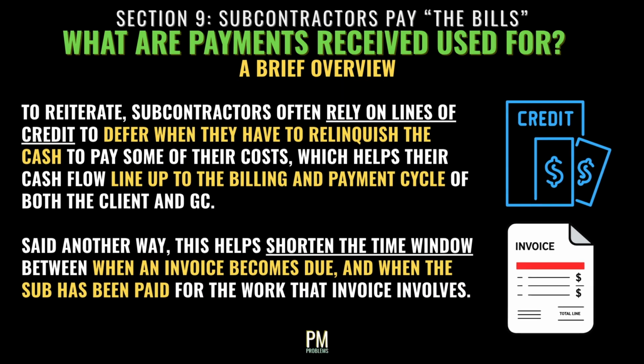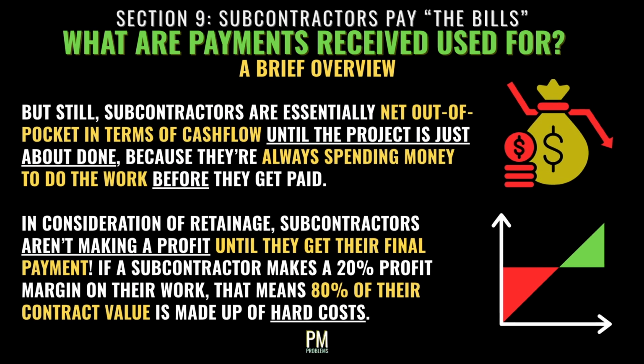To reiterate, subcontractors often rely on lines of credit to defer when they actually have to relinquish the cash to pay for their costs, which help their cash flow line up a bit closer to the billing and payment cycle of both the client and the GC. Said in another way, this helps shorten the time window between when an invoice becomes due and when the sub has actually been paid for the work that the invoice involves. But still, subcontractors are essentially net out of pocket in terms of cash flow until the project is just about done, because they're always spending money to do the work before they get paid.